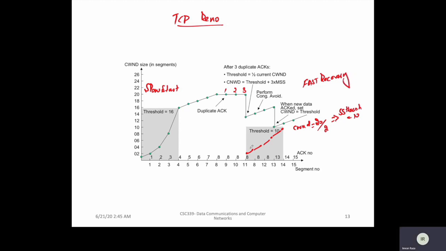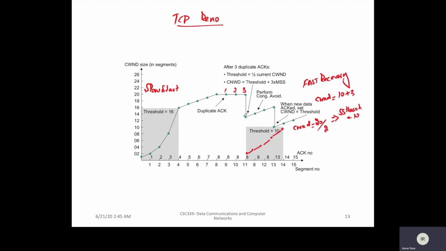How? Because we do not enter into this slow start. Now, what is the congestion window? The congestion window is equal to the threshold, the SS threshold, which is the slow start threshold, 10, plus 3 duplicate acknowledgements. So the congestion window would be 10 plus 3, which is 13. So 10, 11, 12, and 13.